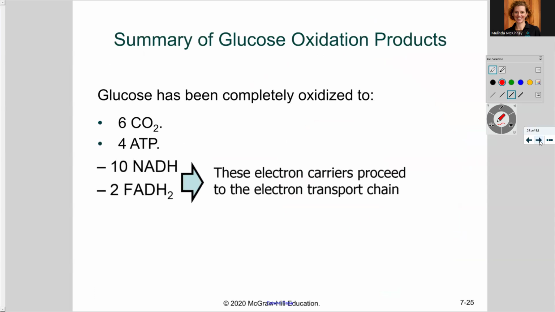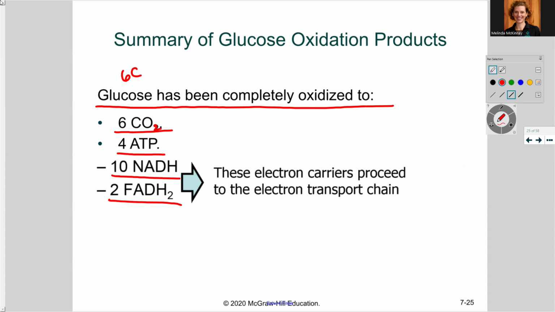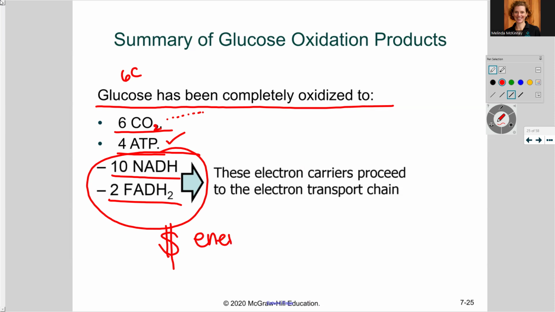So the summary of the first steps: glucose is completely oxidized. So we've taken all the energy out. We've converted the 6-carbon molecule of glucose to 6 molecules of carbon dioxide, 6 CO2, right? We've made 4 ATP, we've made 10 NADH, and we've made 2 FADH2. The ATP has been used or continues to be used. The carbon dioxide diffuses out. Here's where the money is, right? This is the key. Most of the energy has been captured in these electron carriers.